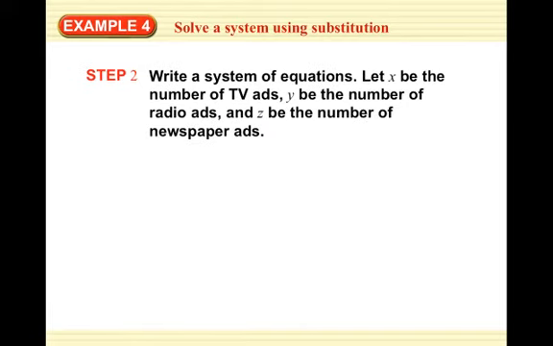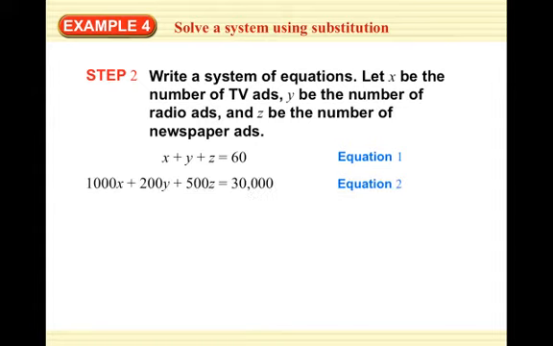So let's let x be the number of TV ads, y be the number of radio ads, and z be the number of newspaper ads, and we can write our equations algebraically. So we're going to have x plus y plus z equals 60, because it's the total number of ads that we have. Now let's do our budget equation. So 1,000 times x plus 200 times y plus 500 times z equals 30,000.